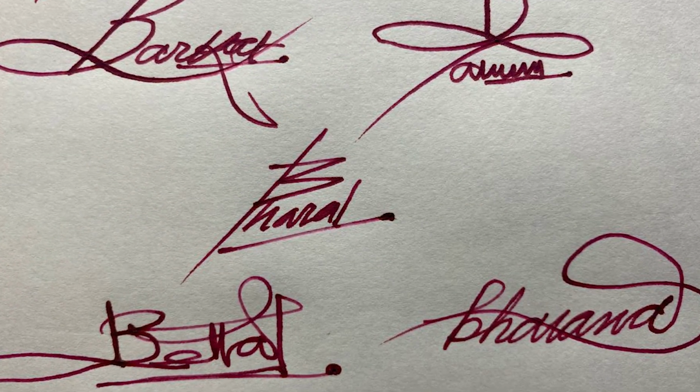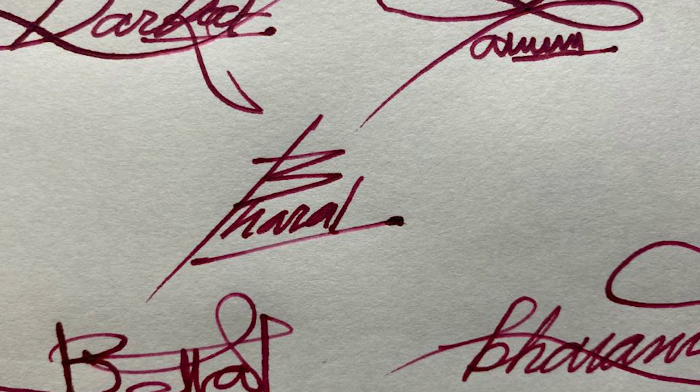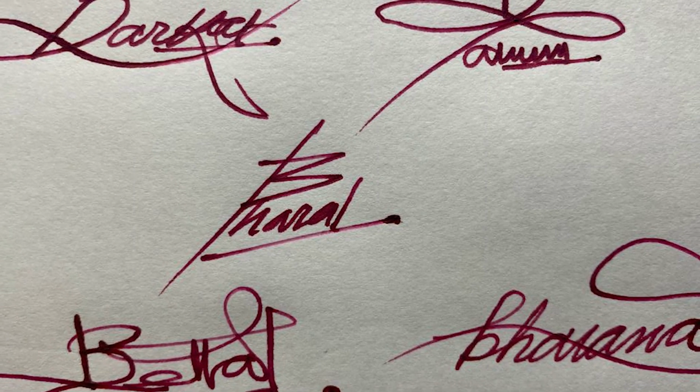So we created 5 different signature styles today with the letter B: Bharat, Benjamin, Bella, Barkat and Bhavana.